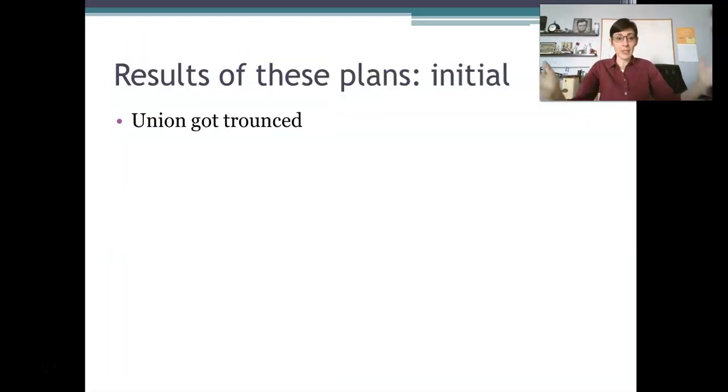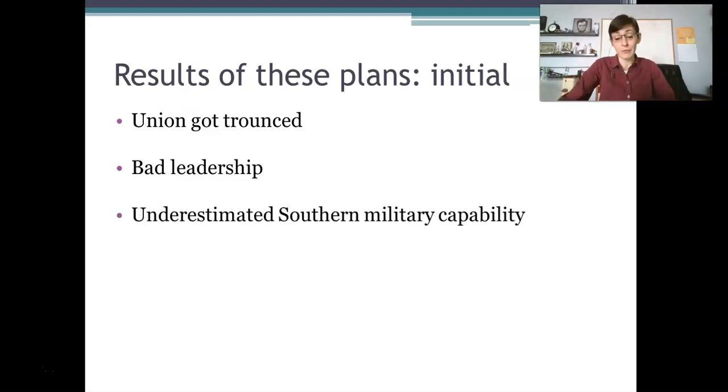So results of the plans. Initial, like we said, the Union got their butts kicked, right? They had really bad military leadership. It took a really long time to find solid military leadership in the Union because most of those military leaders were Southerners, and they remained loyal to the Confederacy.